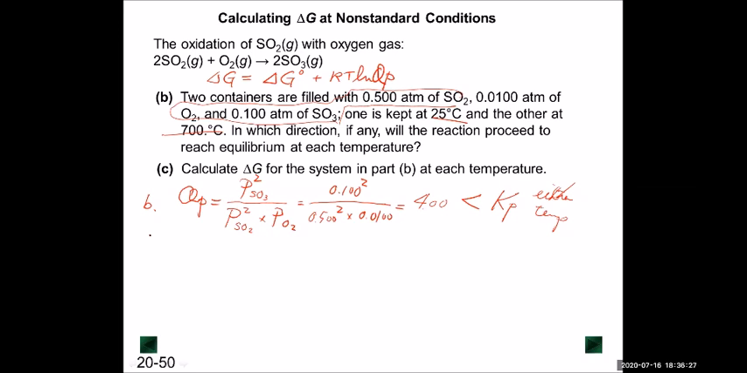Well, the next question asks about the non-standard free energy change. So we need to calculate the actual non-standard free energy change. And we have two temperatures, so each temperature we need to do separately. Let's just do room temperature, 298 Kelvin. The delta G naught at 298 is a very negative number.